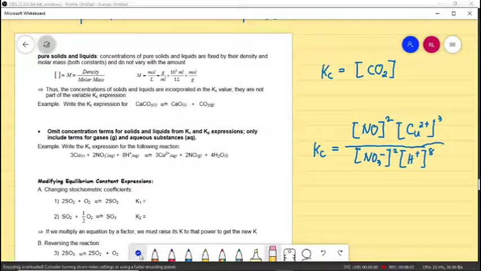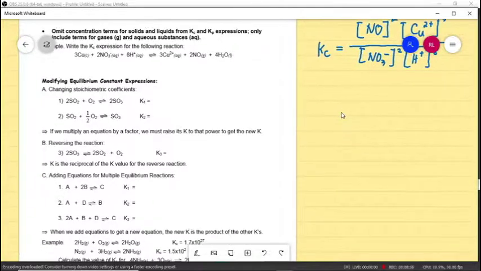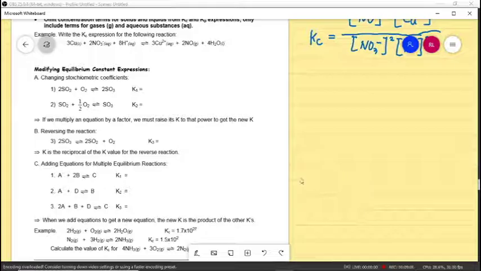Now we have modifying equilibrium constant expressions. In other words, what will happen if you change the stoichiometric coefficients of the substances in your equation? What will happen to the equilibrium constant? Will it change? And if it does, how much would be the change?